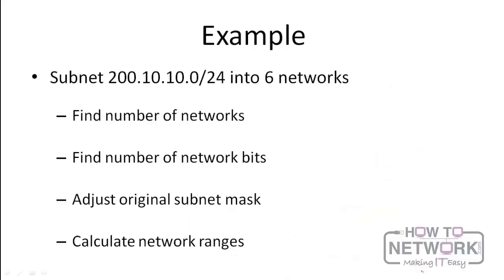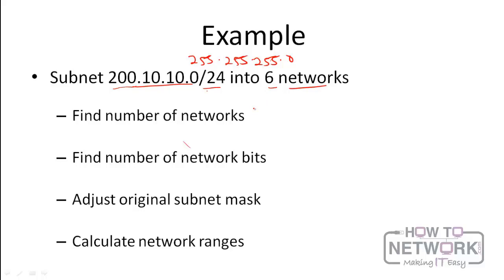Now let's take an example. So now we have a question that says that we should subnet the 200.10.10.0 network into 6 networks. Now by default, 200.10.10.0 is a class C network, and the default subnet mask is a /24, which is 255.255.255.0. Now, we want to subnet it into 6 networks. There are 4 steps to do this.